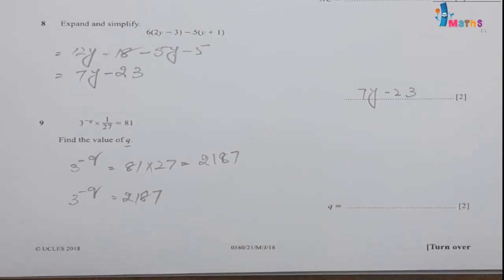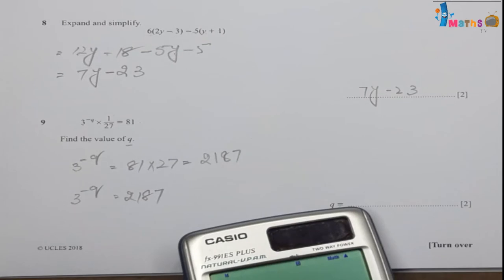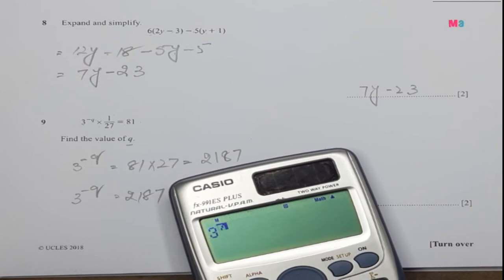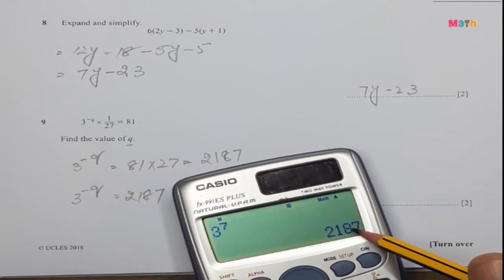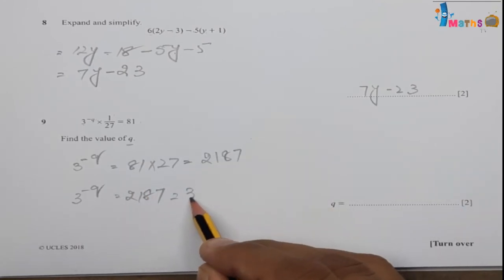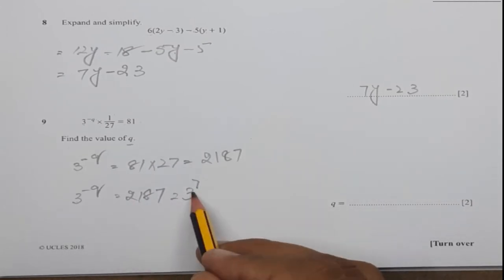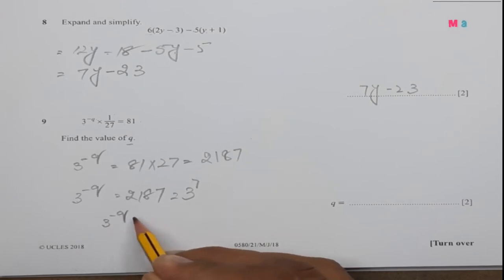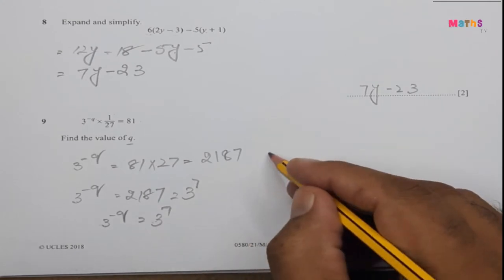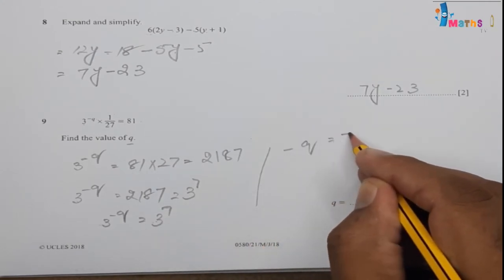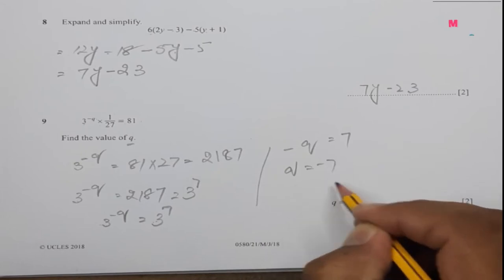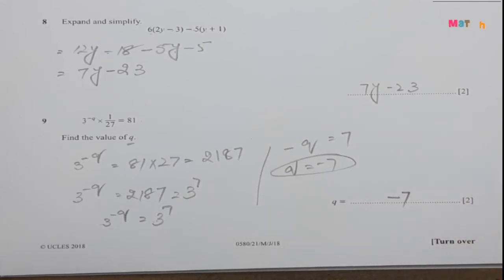So if we check, 3 raised to the power 7 is equal to 2187. So this 2187, we can write it as 3 raised to the power 7. So 3 and 3, bases are the same. 3 raised to the power minus q is equal to 3 raised to the power 7. Bases are the same, so we can leave these bases and we can write minus q is equal to 7, and to find the value of q, q will be equal to minus 7. This will be our answer, so we can write q is equal to minus 7.